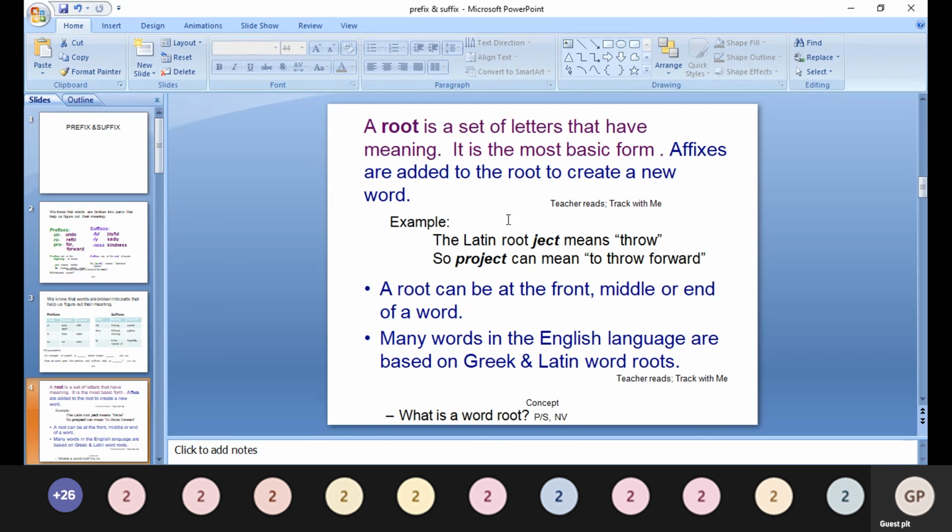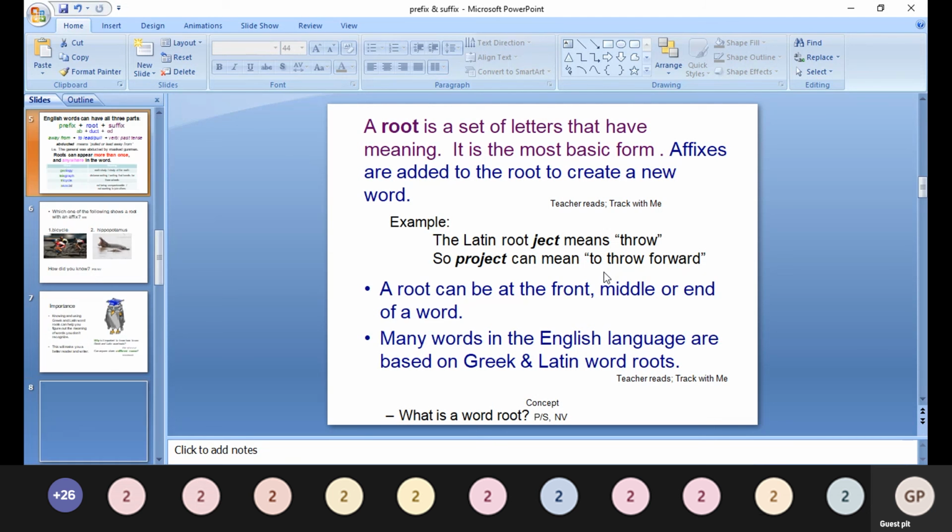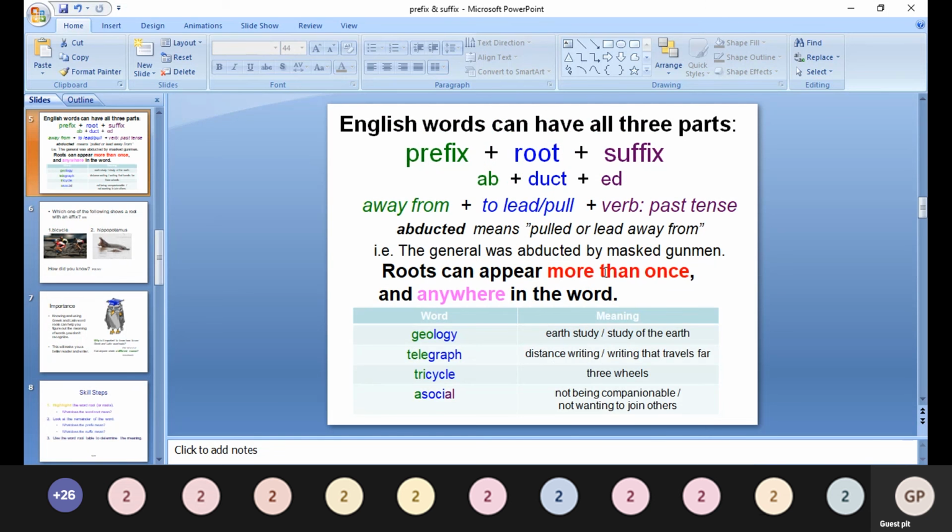See, the Latin ject means throw. So project can mean to throw forward, project. Okay, a root can be at the front, middle, or end of a word. A root can be placed anywhere in a word, not necessarily only in the middle. Many words in the English language are based on Greek and Latin word roots. Okay. See, for example, English words can have all three parts: prefix, root, and suffix. Sometimes you can have all three parts together.